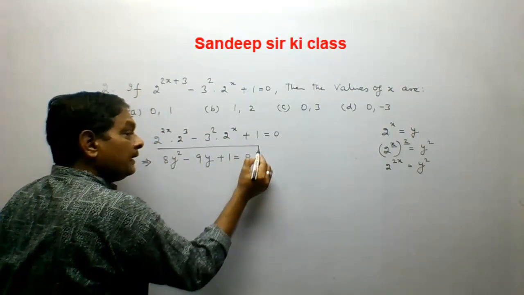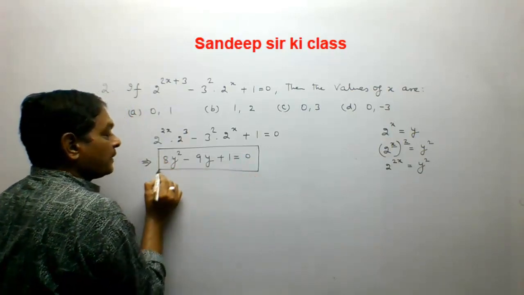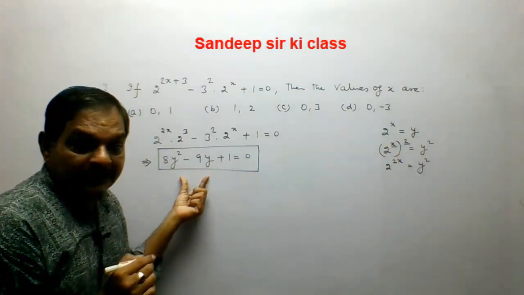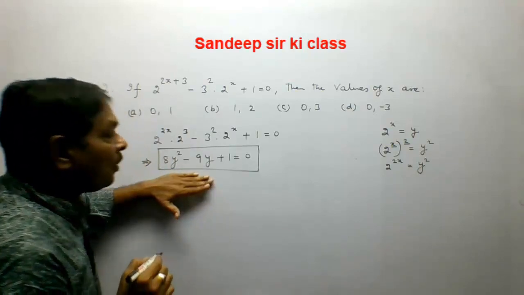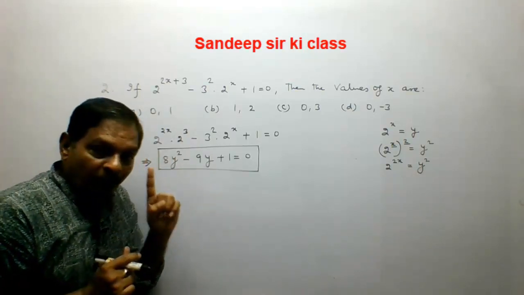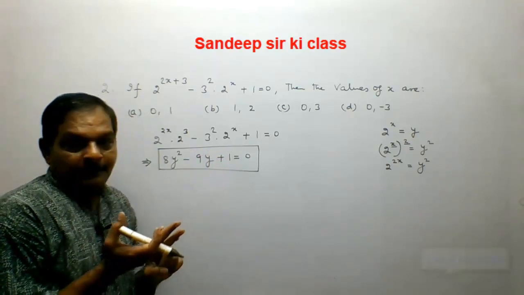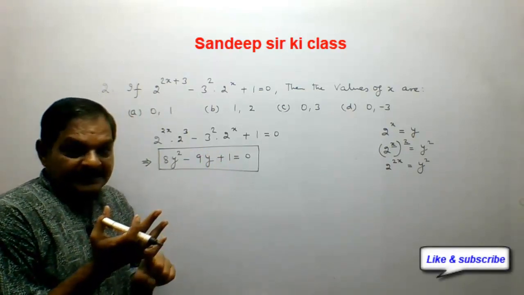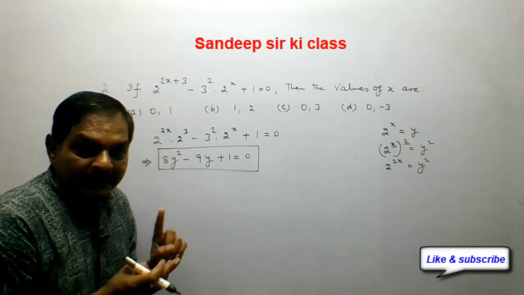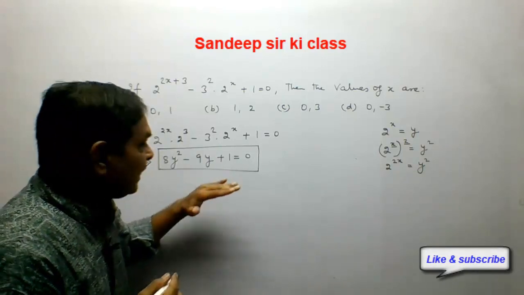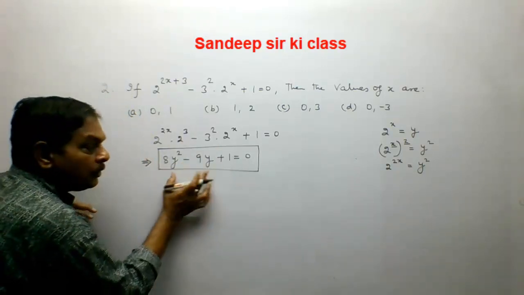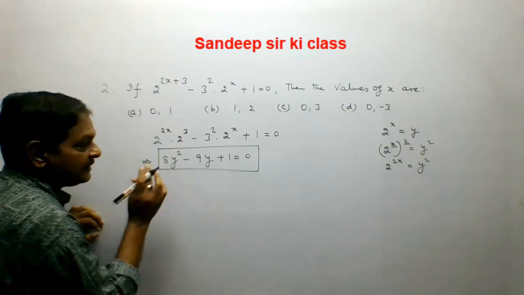We obtain a quadratic equation. We have obtained a quadratic equation, the roots of which, that is the value of y, can be found by any of the methods, by perfect square, by factorization method, or using quadratic formula, that is Sridharacharya formula. So I use here the method of factorization.